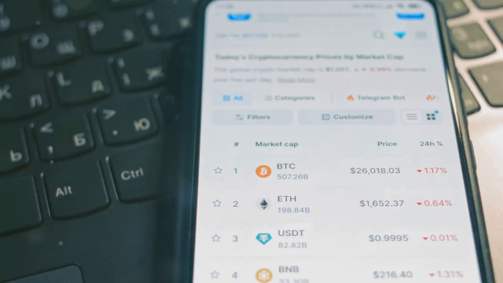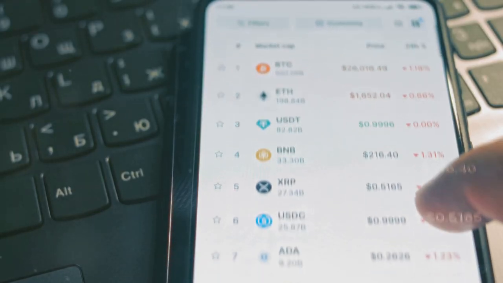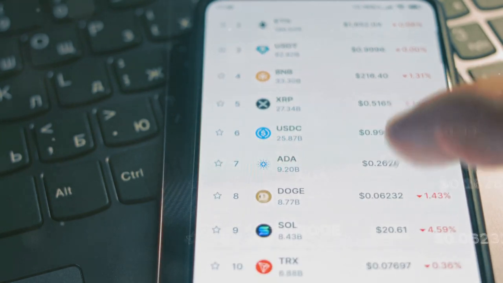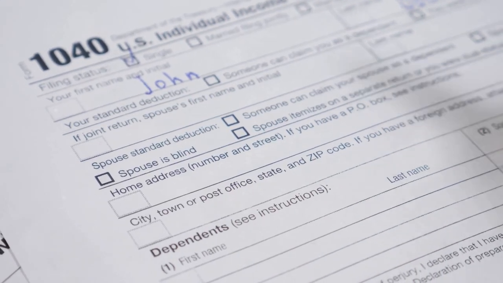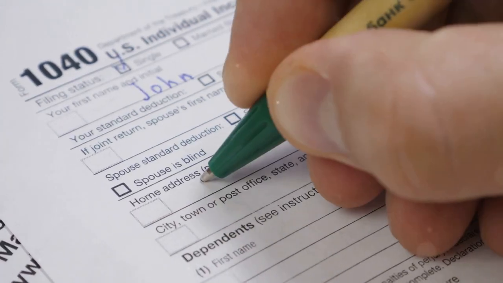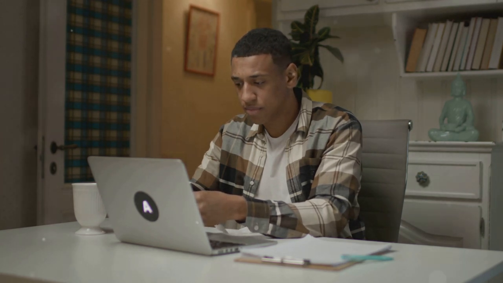So, how does it work? Basically, if you sell your crypto for less than you bought it, you can report that loss on your taxes. This can reduce your taxable income, meaning you owe less to Uncle Sam. But wait, there's a catch. Tracking all those trades and losses isn't exactly a walk in the park.